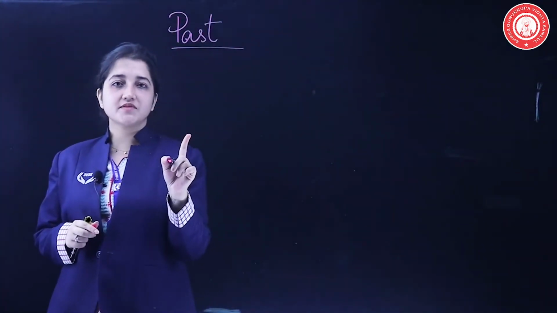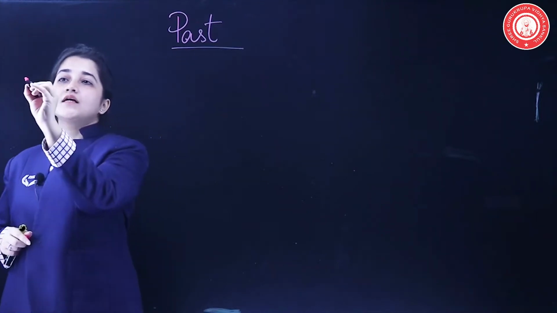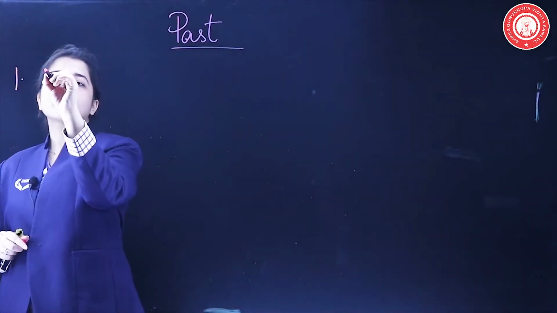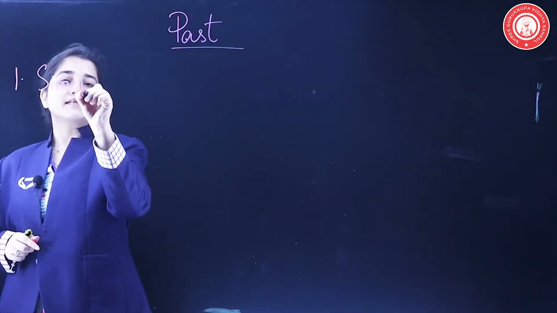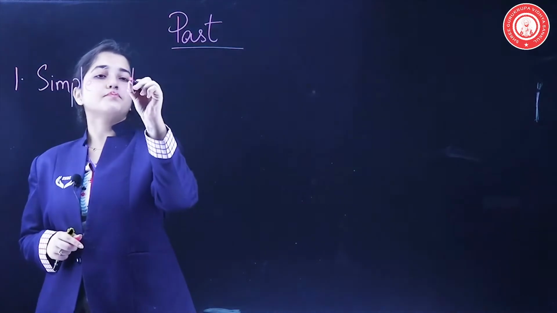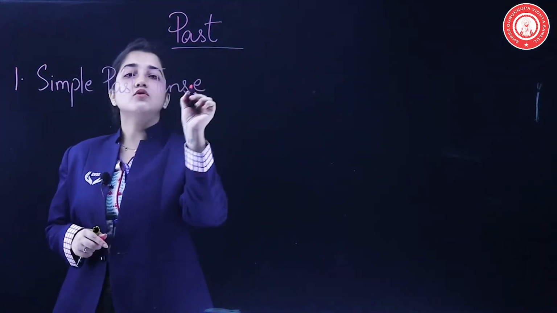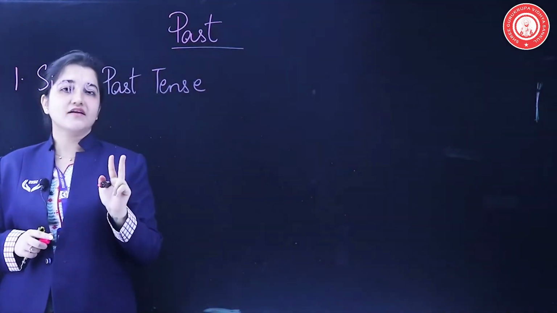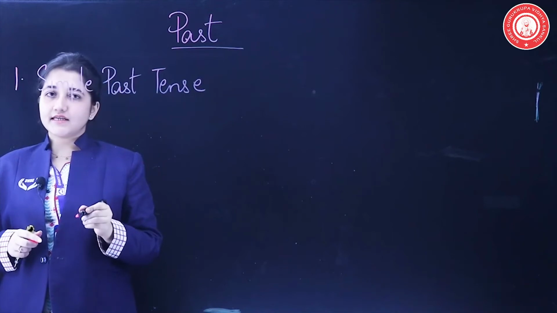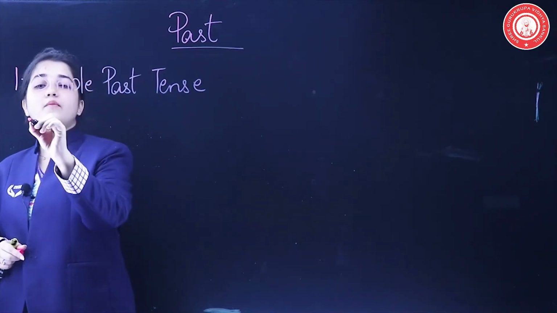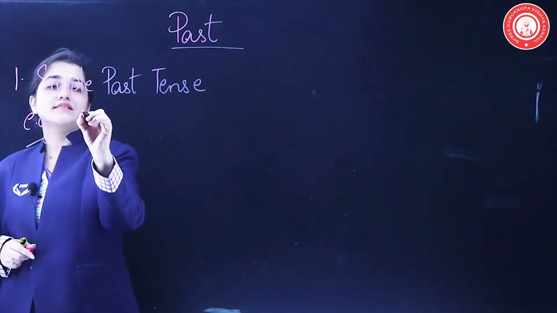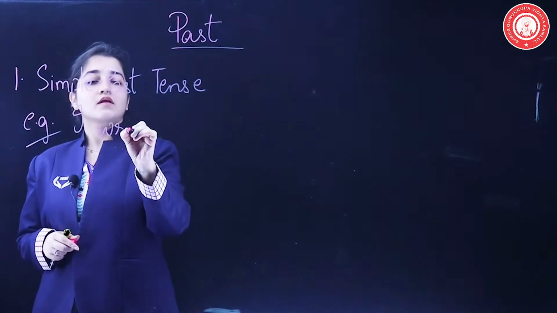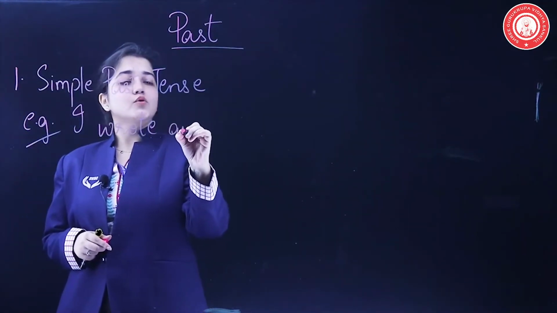Again, there are four types of tenses in this time frame as well. Let's begin with the first one. Simple past tense. Here, we will always use the second form of the verb. So here we have taken an example of write, the second form being wrote. Let's look at the example. I wrote an essay.